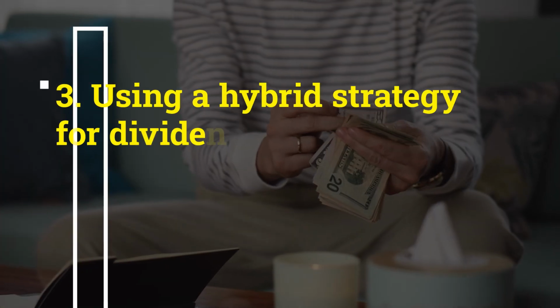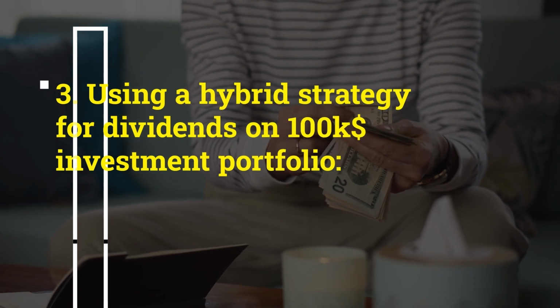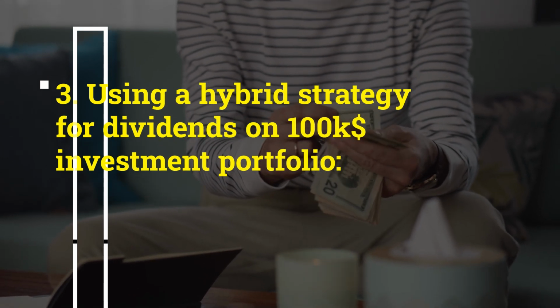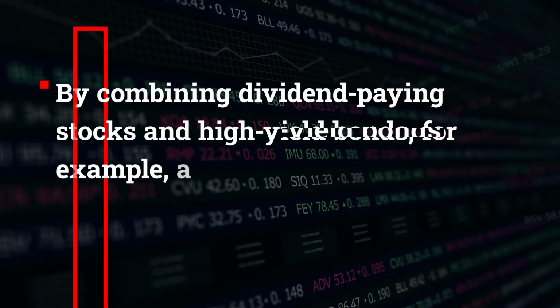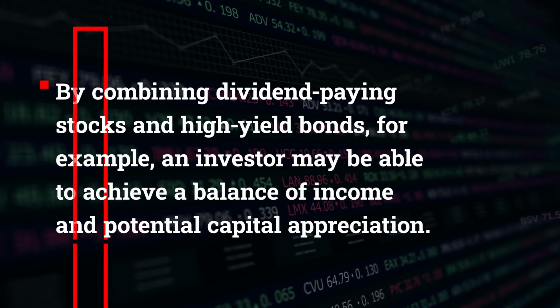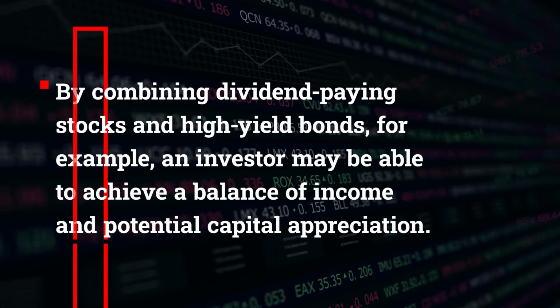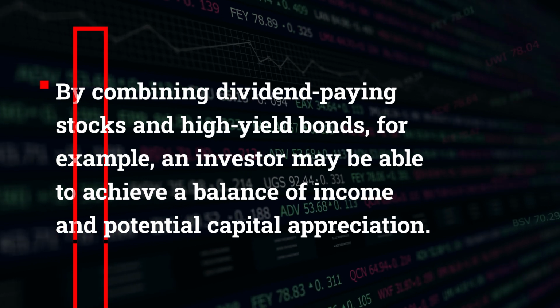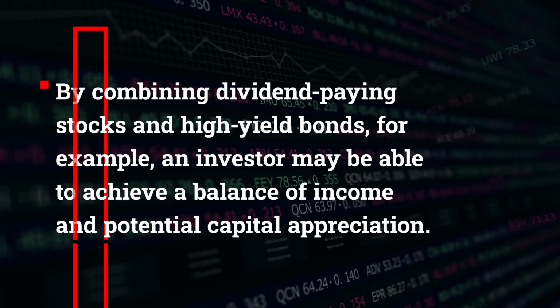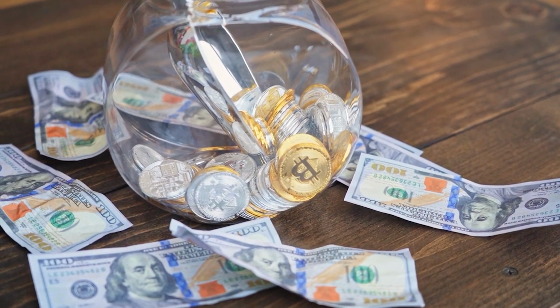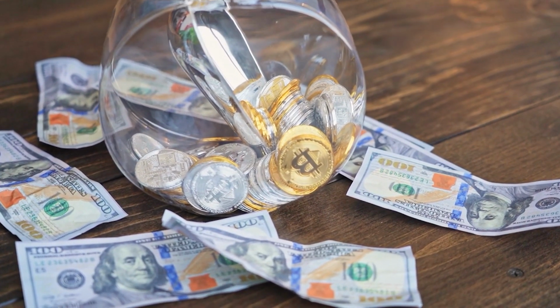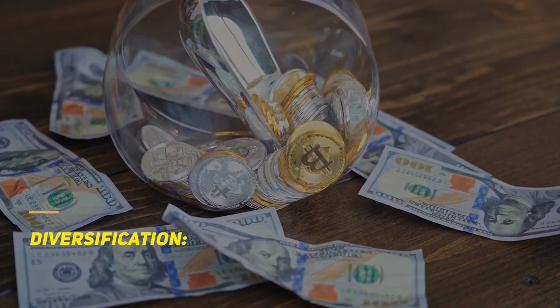Number 3. Using a hybrid strategy for dividends on a $100,000 investment portfolio. A hybrid investment strategy that focuses on dividends could be a good option for people who are looking to generate steady income from their investments. By combining dividend-paying stocks and high-yield bonds, for example, an investor may be able to achieve a balance of income and potential capital appreciation. There are several potential benefits to using a hybrid dividend-focused investment strategy.